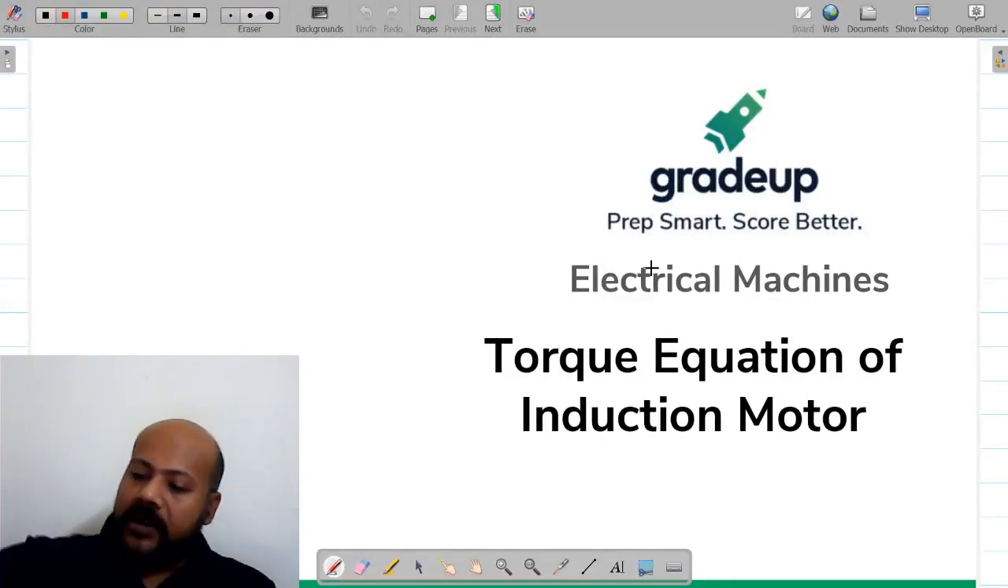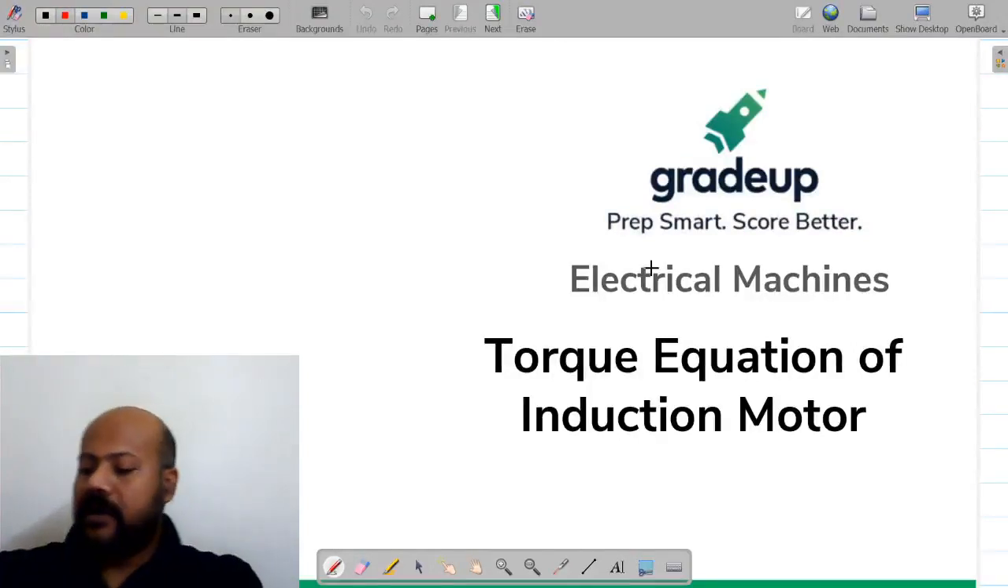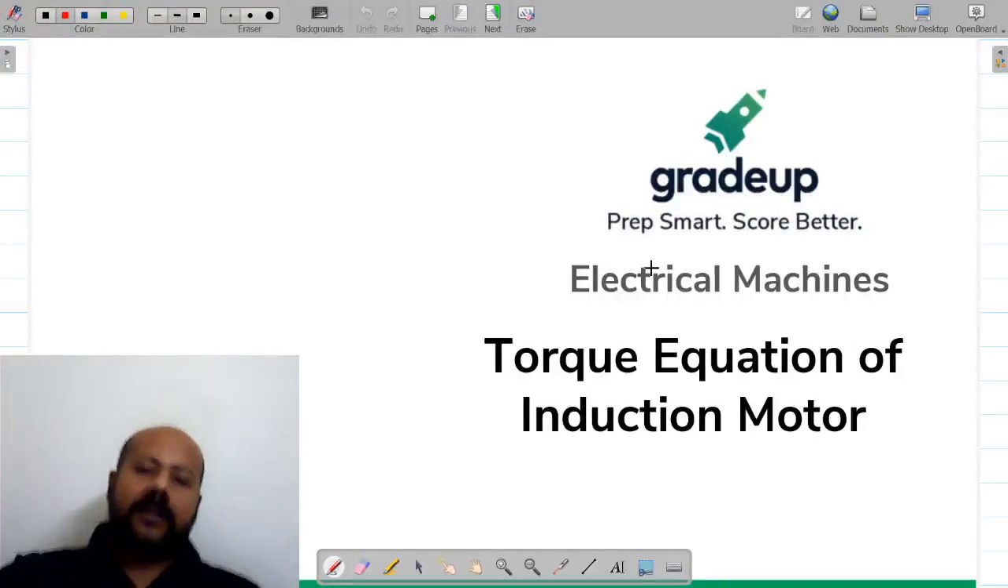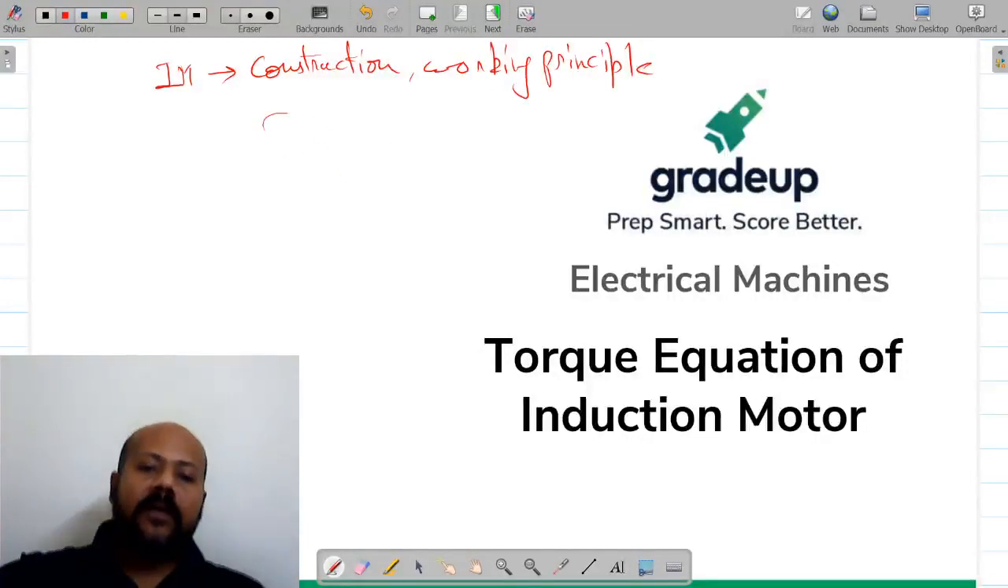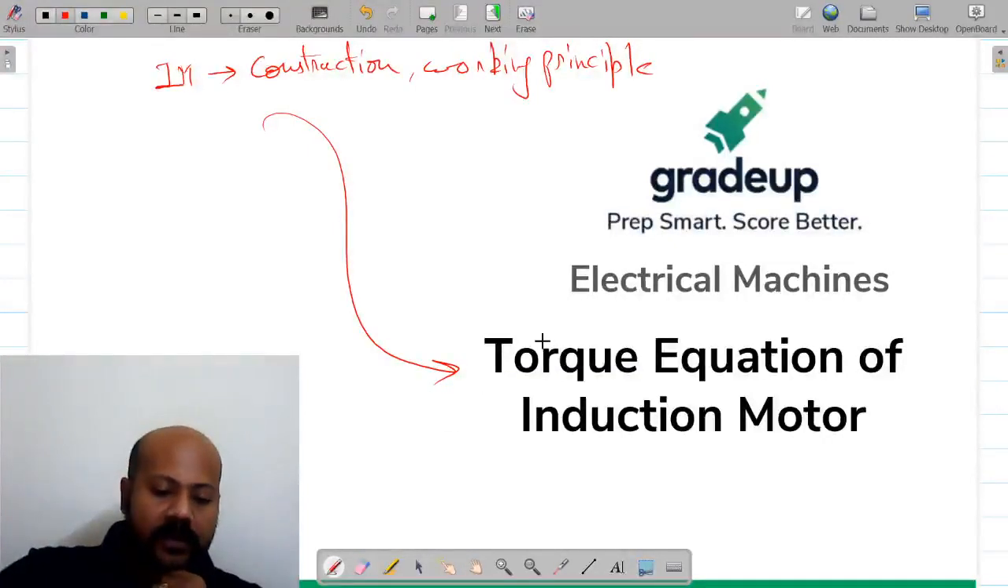So as you see on your screen, today we are going to discuss the induction motor part. We will be starting with the construction and working principle, everything, and then we will be going to the torque equation. In the previous class, we were discussing the parallel operation of the alternators, and now we are going to discuss the induction motor, starting with the construction and working principle, and then coming to the torque equation of the induction motor.